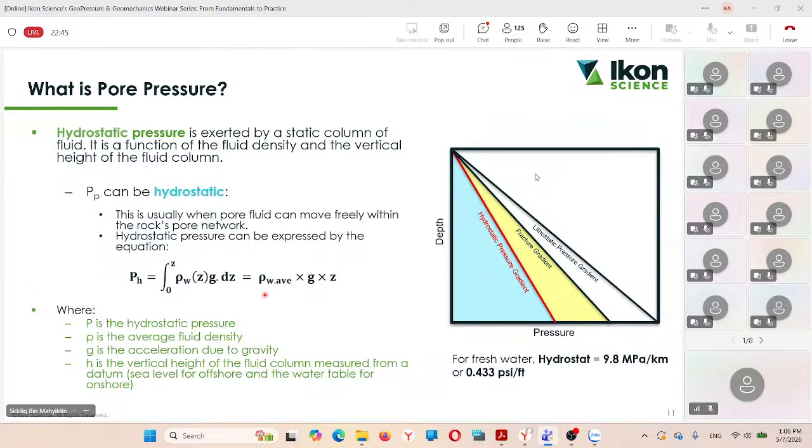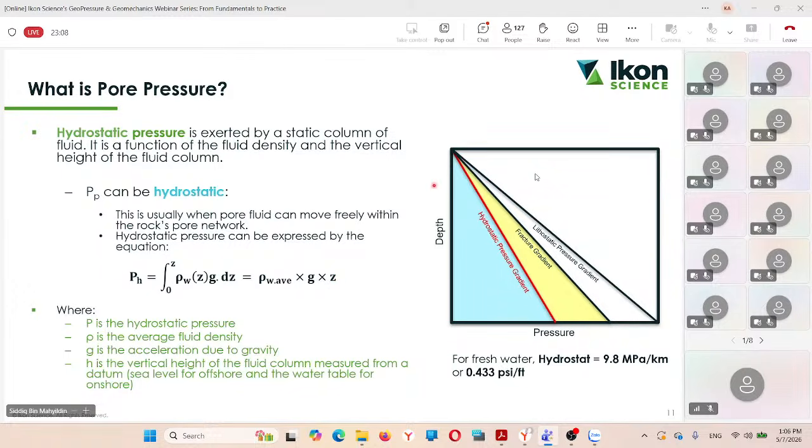Basically, it's a function of density, it's a function of gravity, and it's a function of the column height. In this case, that is the depth itself. So the deeper the depth, the higher the pressure will be, because it's a function of depth as well, right? So the higher the density of the fluid, for example, fresh water versus saline water or brine, the higher the pressure would be as well.